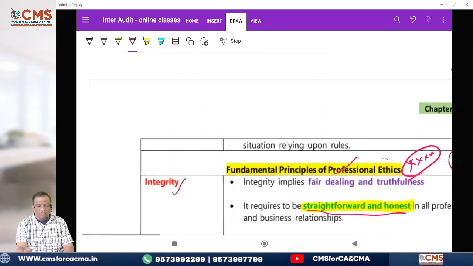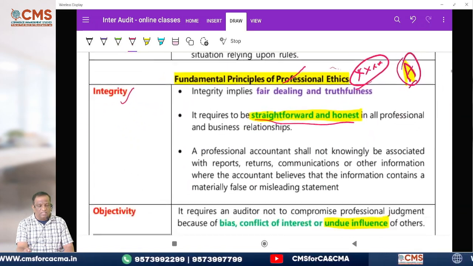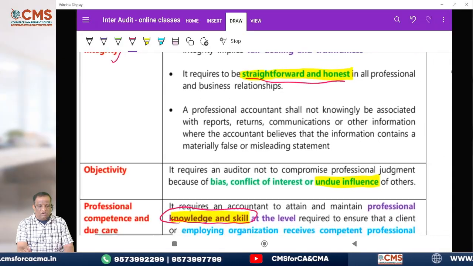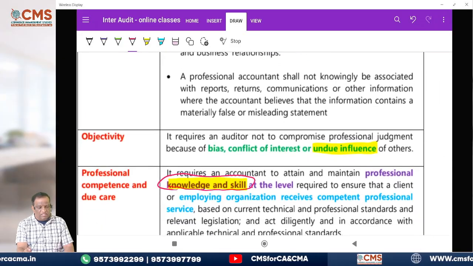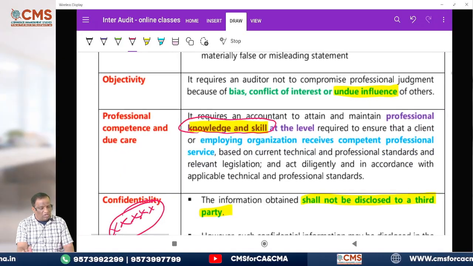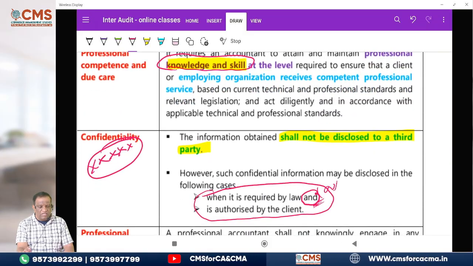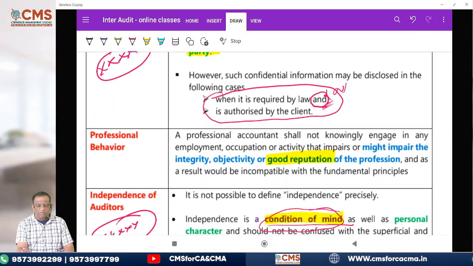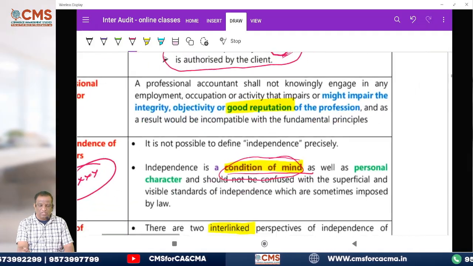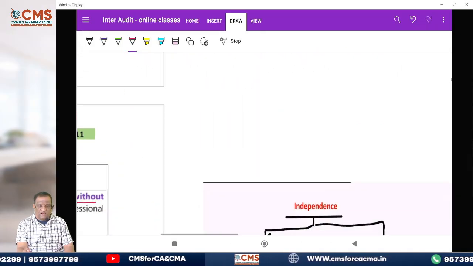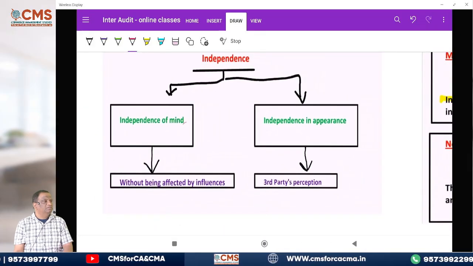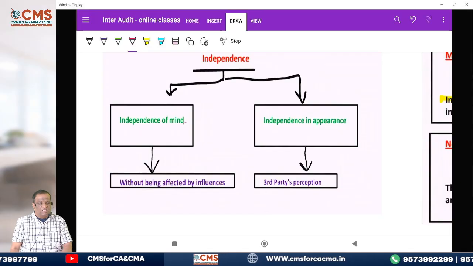So if we talk about this professional ethics: integrity, straightforwardness, objectivity, unbiased, and professional competence and due care, knowledge and skill, and confidentiality, non-disclosure of the client's related data, and then professional behavior. So good reputation. And another important question he is asking is independence. Now, if you look at the chart, it's self-explanatory.